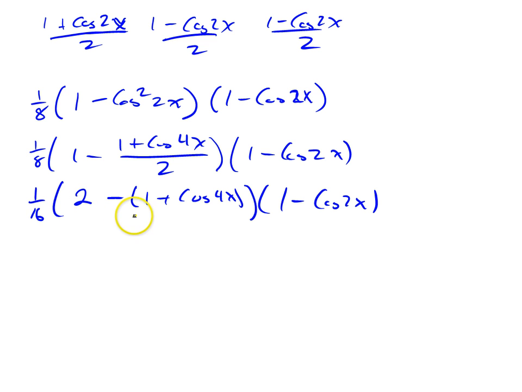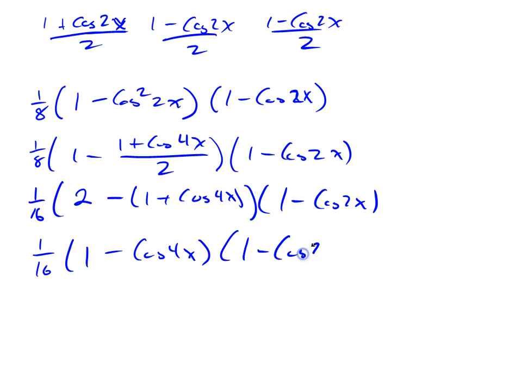The 2 minus 1 is going to be a 1, and then I have a minus the cosine of 4x, and I still have this 1 minus cosine 2x that I haven't done anything with yet. Okay, so I distributed the minus sign in here and there, and then the 2 and the minus 1 combined to be that 1. So now I can multiply this through, FOIL that out.